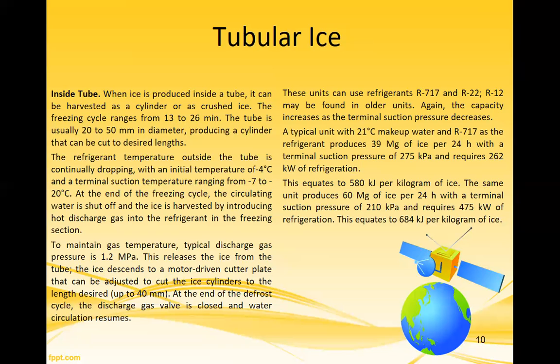So the same unit produces 60 megagrams of ice per 24 hours with a terminal suction pressure of 210 kilopascal and requires 475 kilowatt of refrigeration. This equates to 684 kilojoule per kilogram of ice.